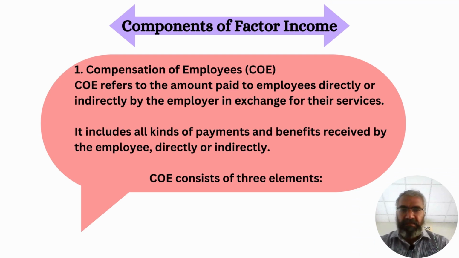Components of factor income. Number one, compensation of employees, COE. COE refers to the amount paid to the employees directly or indirectly by the employer in exchange for their services. It includes all kinds of payments and benefits received by the employee directly or indirectly. COE consists of three elements.